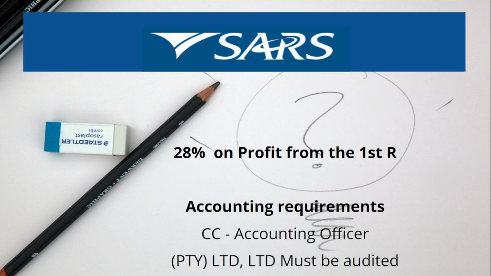Let's look at the tax implications. A legal entity will be paying 28% from the first rand profit made. So in other words, if you've made 100 rand profit, you will be giving SARS 28 rand. Accounting requirements is that a CC needs to have an accounting officer. A PTY limited or a limited must be audited.